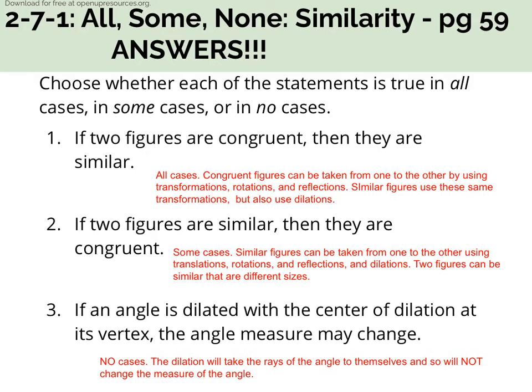And then the last one, if an angle is dilated with the center of dilation at its vertex, the angle measures may change. This is in no case. If you think about it, the dilation will make the rays longer, but it will not change the angle measurements themselves. We'll look into that a little further today. So change your answers if you need to, and write those down on that first page, page 59.